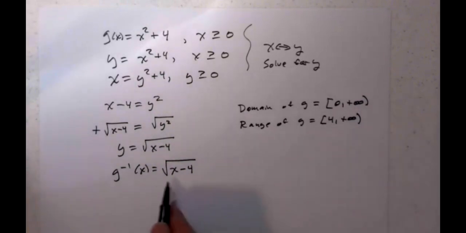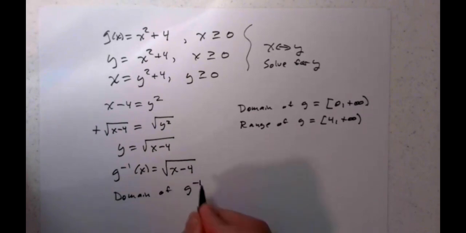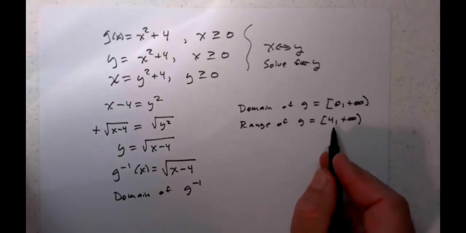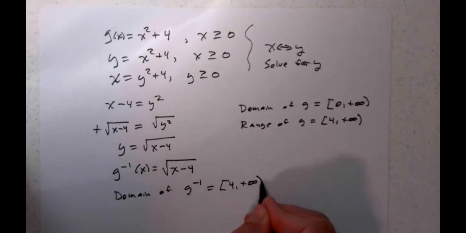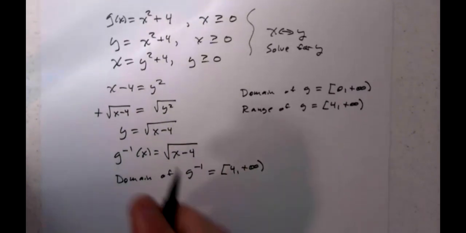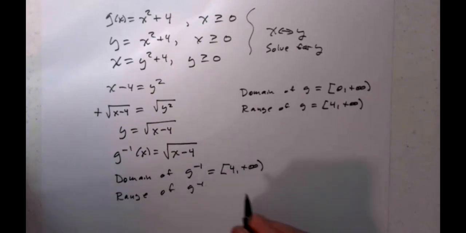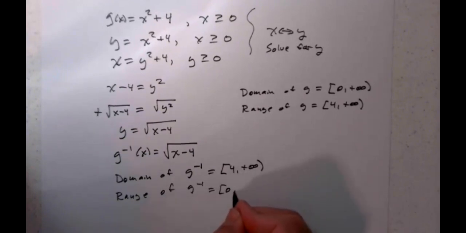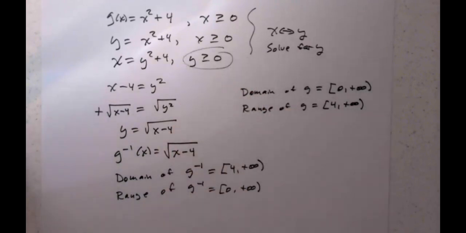So over here for g inverse, the range of g has got to be the domain of g inverse. Again, x becomes y, y becomes x. Range becomes domain. So the domain of g inverse will be 4 to infinity, which should seem reasonable. If you choose something less than 4, you've got the square root of a negative number. That's a problem. And the domain of g becomes the range of g inverse, which is from 0 to infinity. No surprise, I said y had to be greater than or equal to 0.